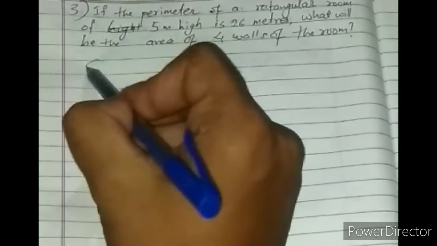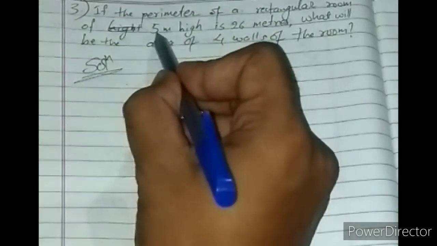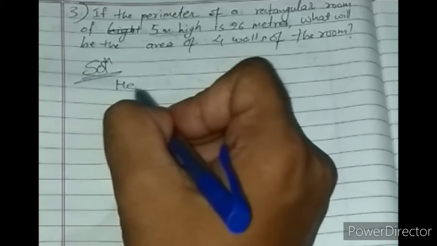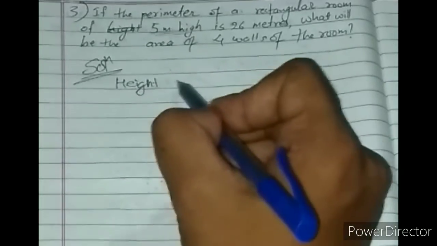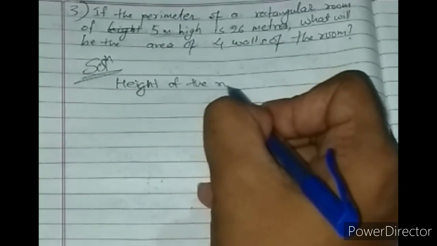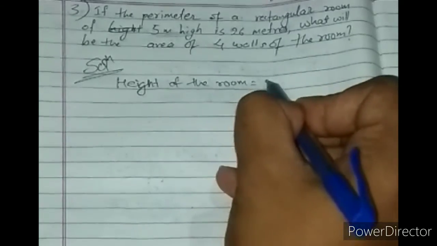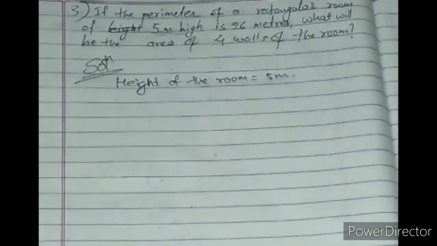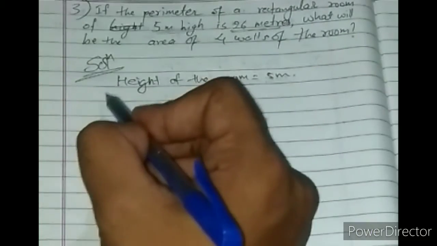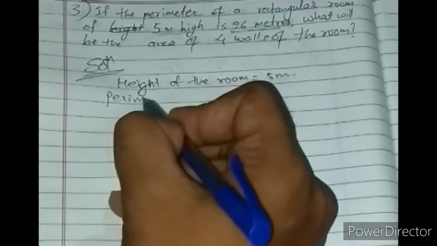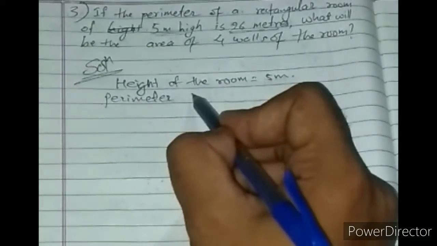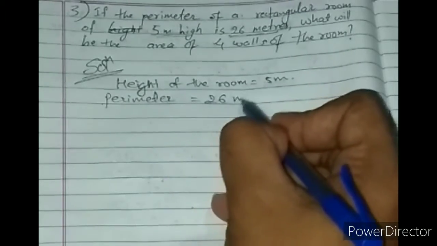You can see there, if the perimeter of a rectangular room of 5 meter height is 26 meter, what will be the area of 4 walls? Here, what is given? 5 meter high. The height of the room is given as 5 meter. And next, 26 meter is the perimeter. Perimeter is given as 26 meter.